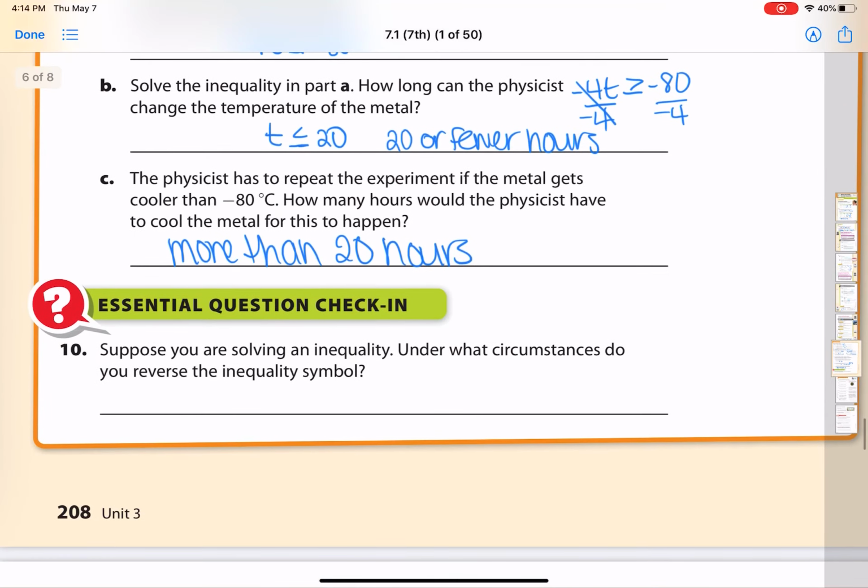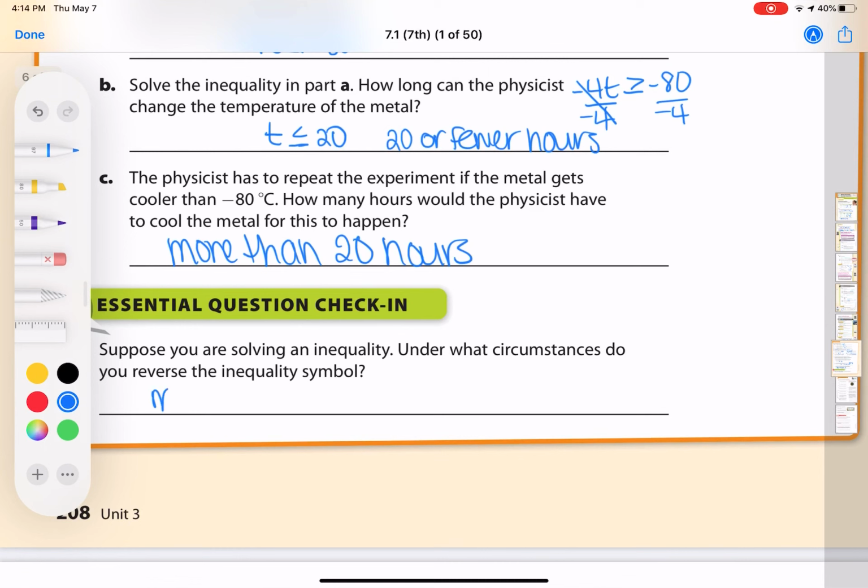And the last question is done for you. Suppose you are solving an inequality. Under what circumstances do you reverse the inequality symbol? So when you multiply or divide by a negative.